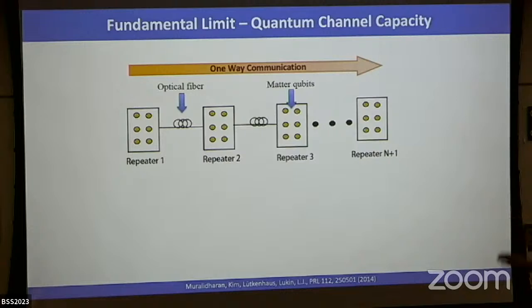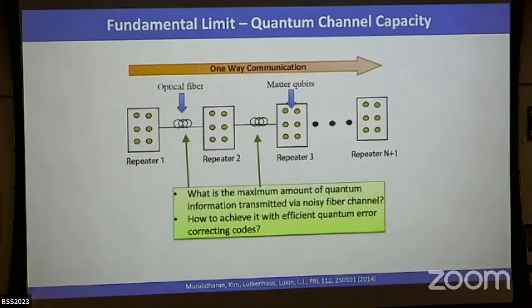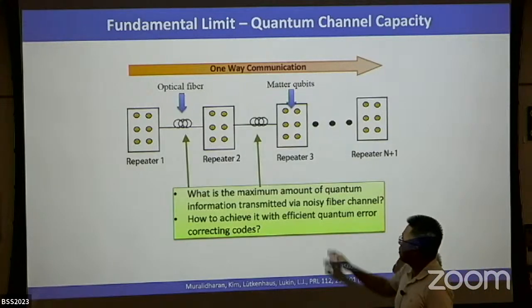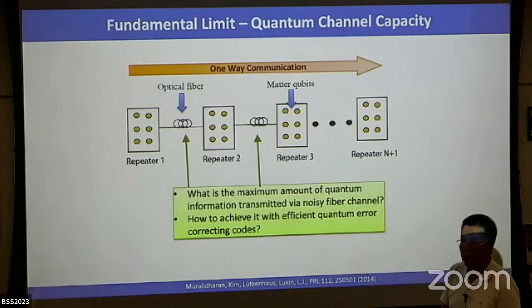Going through the fiber, suppose it's 10% loss overall, then we can use our GKP code to restore it with a fidelity of 99.999%. And then we can send it over the channel again, right? If everything goes well, we can send it over really long distances. So the natural question is, what's the maximum amount of information you can transmit over a lossy fiber, and how do we design error correcting codes to approach it?